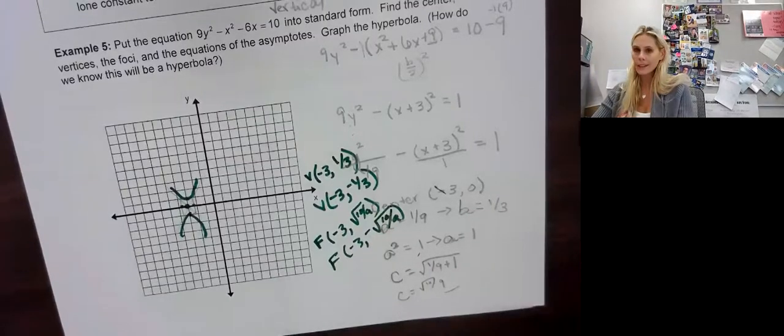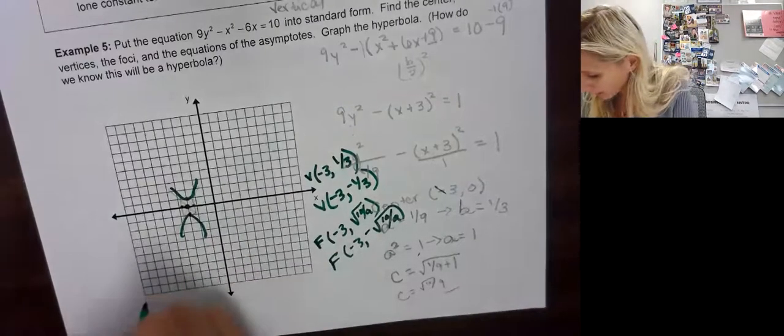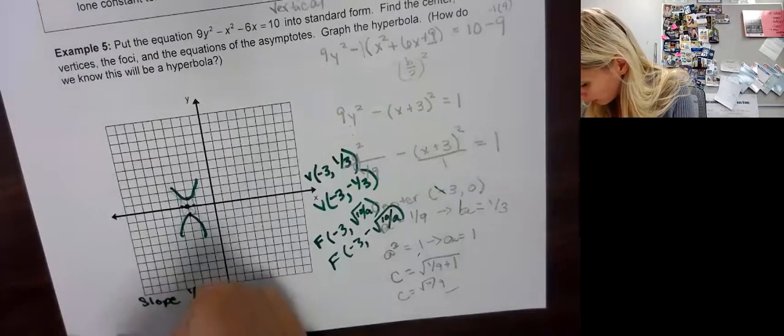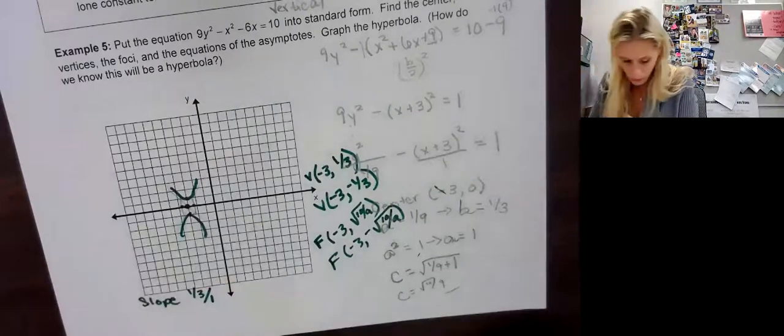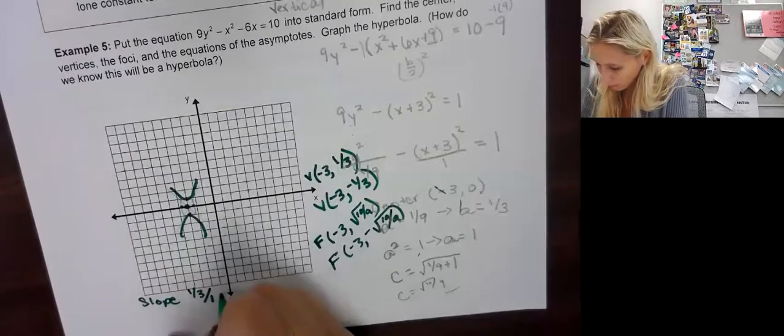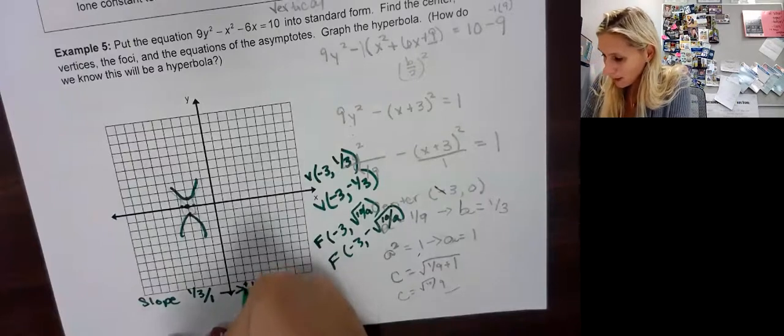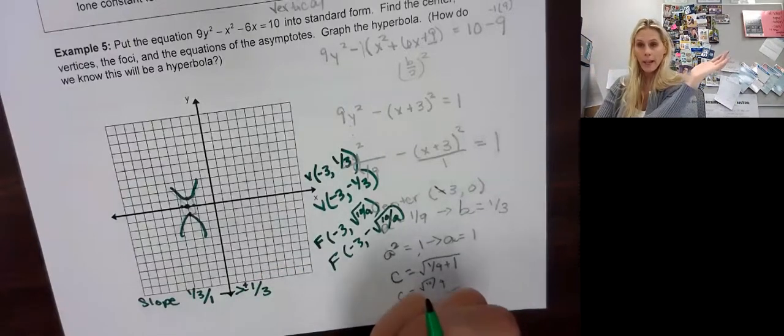Okay. This is where it gets tricky, right? Because now we have to do the equations of our asymptotes. So again, no matter what, we're going to do the point-slope equation. The slope, of course, is b over a, so let's talk about that. Slope is b, which is 1/3, over a, which is 1. Well, if we reduce that, that of course is just 1/3 because anything over 1 is itself, plus or minus because we have a positive slope and a negative slope.